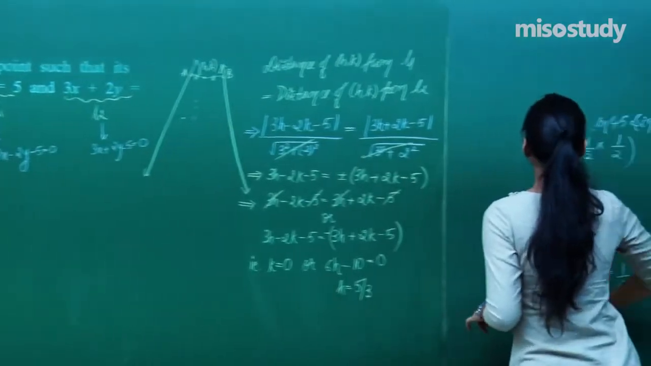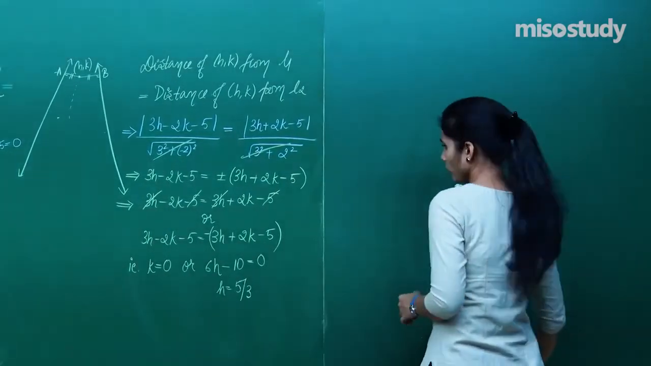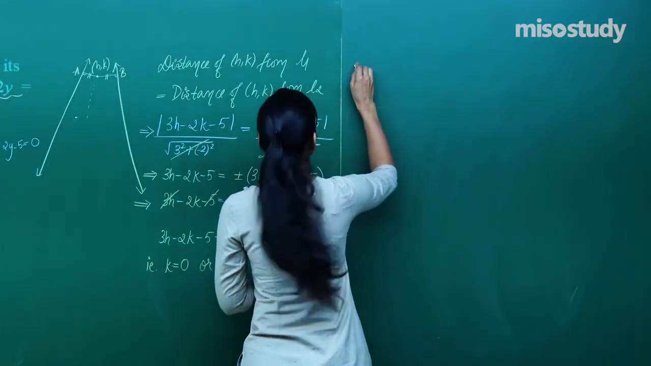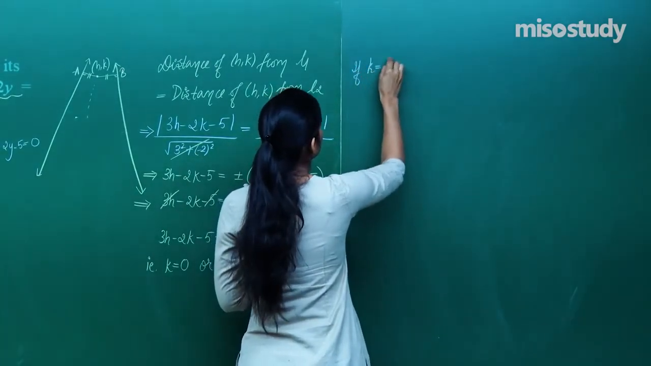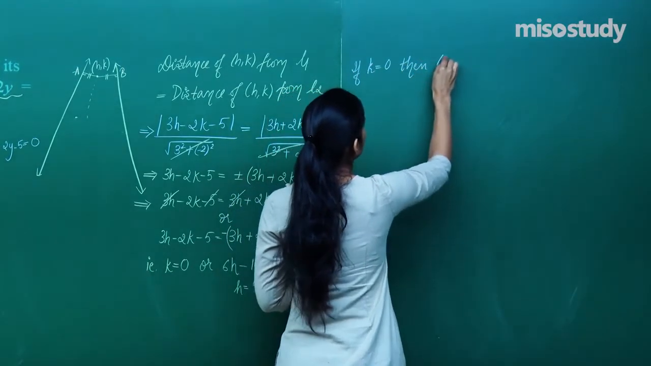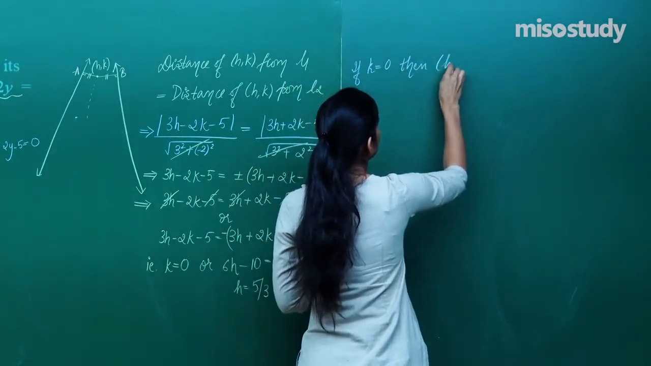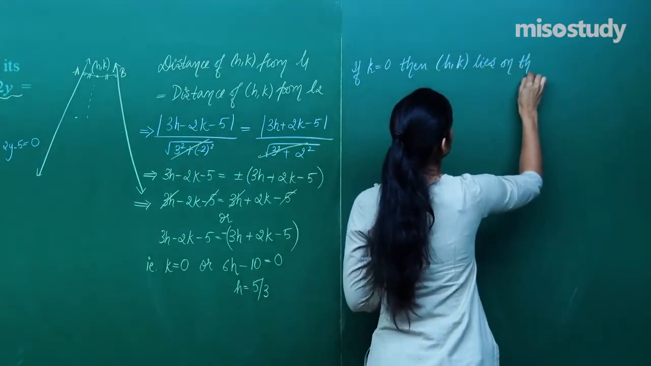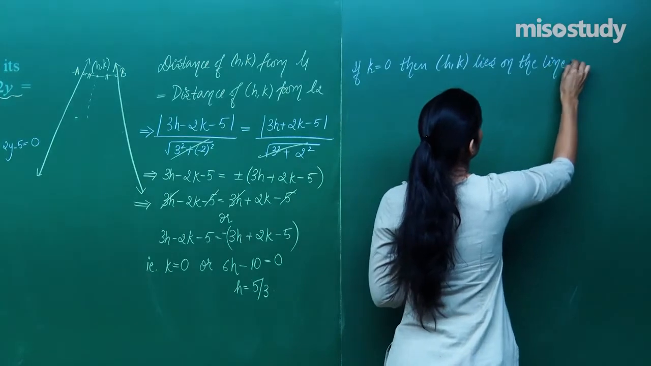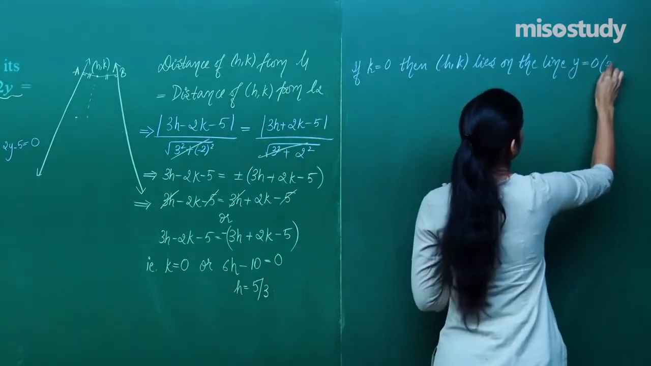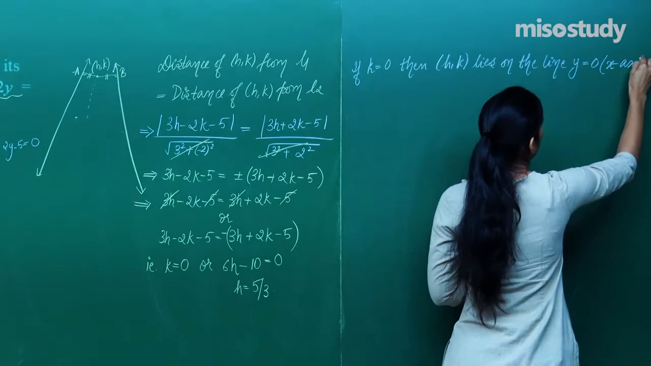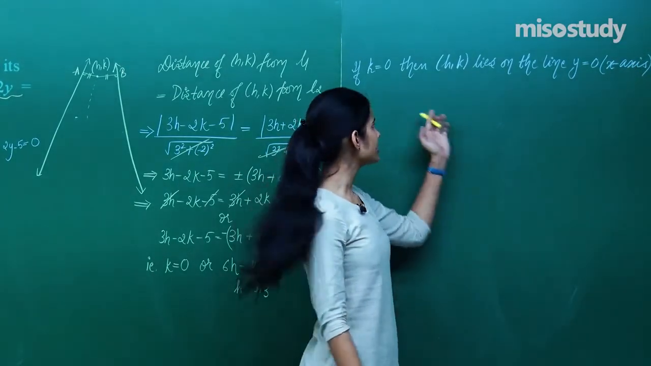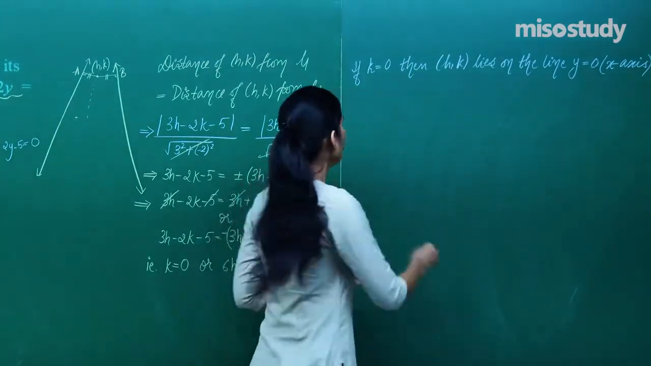See, if k is 0, that means y coordinate of the point is 0. If k is 0, then h comma k lies on the line y equals 0, which is my x-axis. Obviously then the very point is going to satisfy the equation of x-axis y equals 0 because its very y coordinate k is 0.